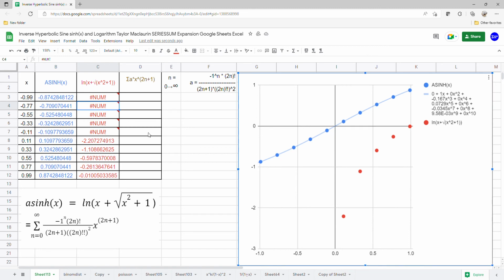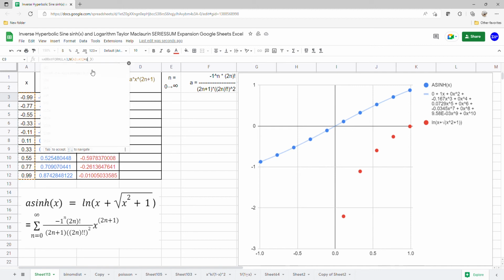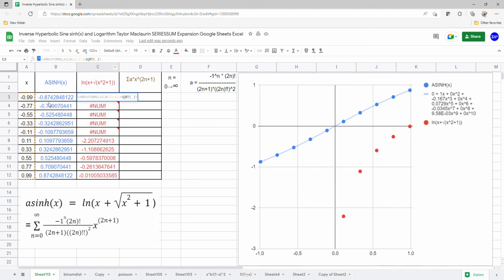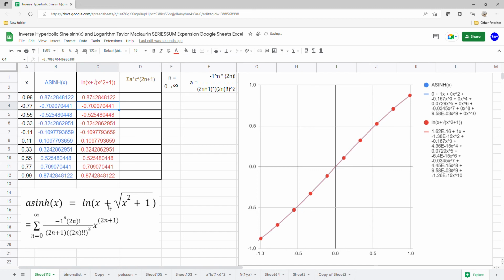And we continue. We add plus square root of x squared plus 1. So here's what their values are, exactly the same. And their polynomials are almost the same.